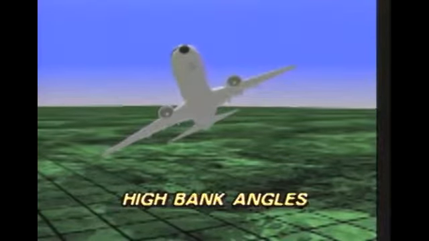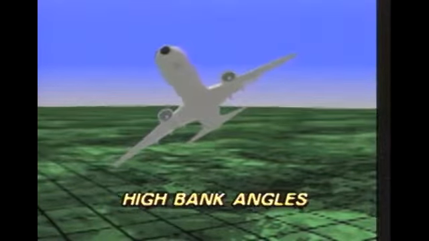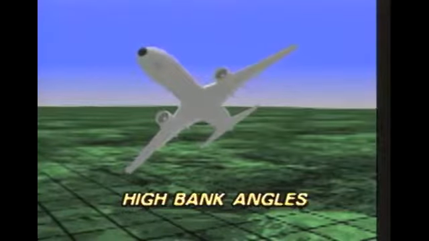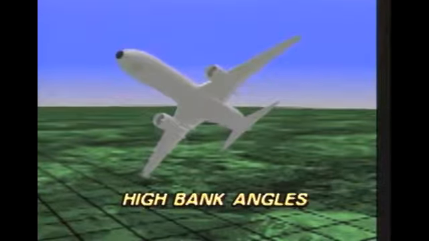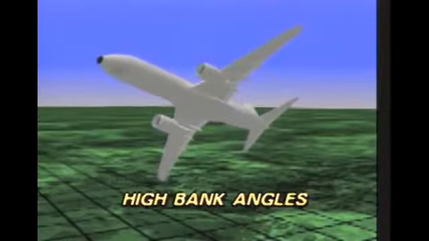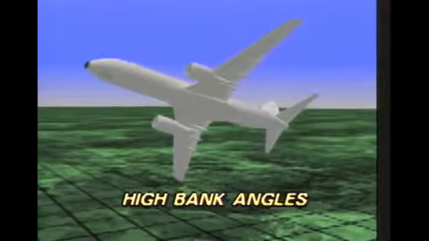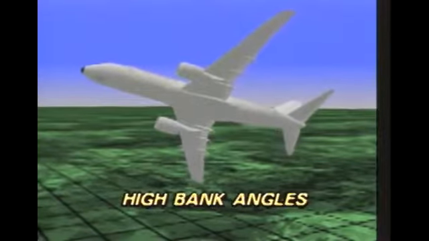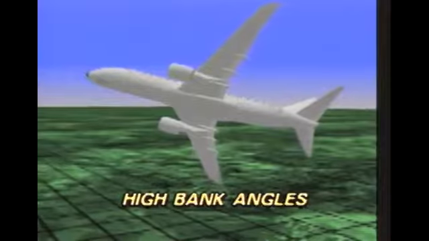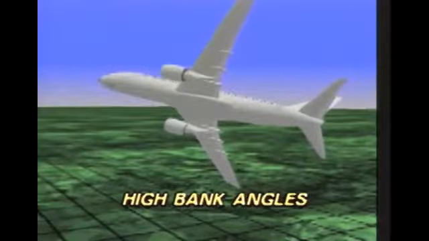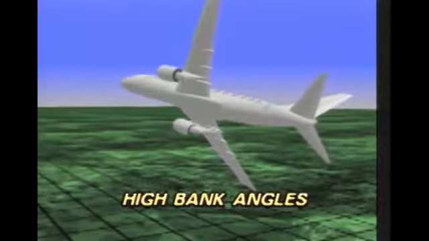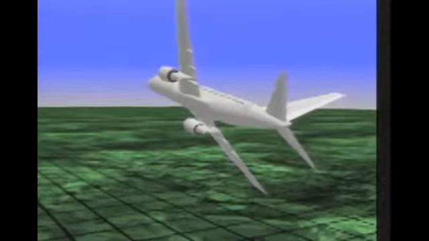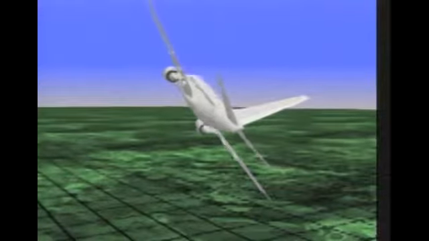We've defined a high bank angle for upset as more than 45 degrees. However, it is possible to experience bank angles greater than 90 degrees. In high bank angle situations, the primary objective is to roll in the shortest direction to near wings level. But if the airplane is stalled, you must first recover from the stall. Recognize and confirm the situation.